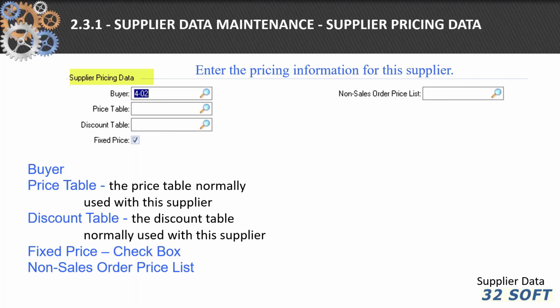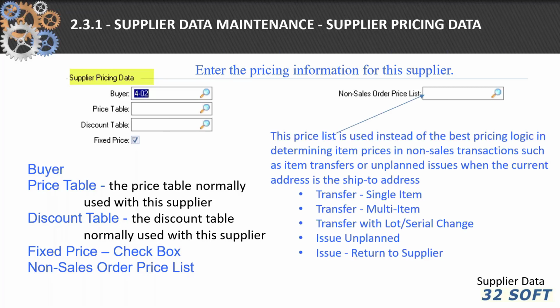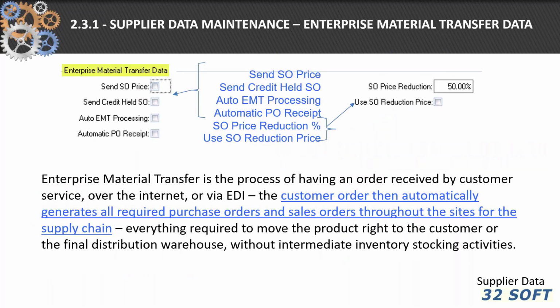You can have fixed price, or you can actually have a price list for non-sales order pricing. This price, non-sales order pricing, relates to system transfers, multi and single, transfers with lot, and unplanned issues and returns from the supplier.